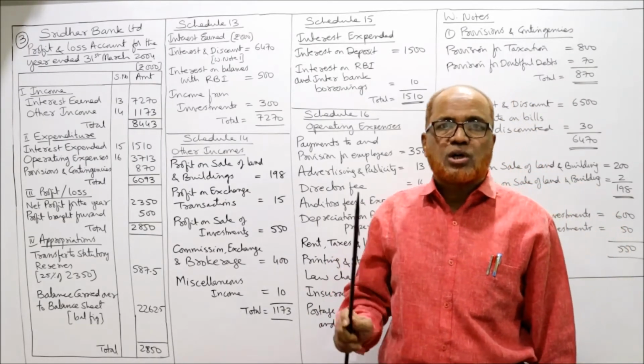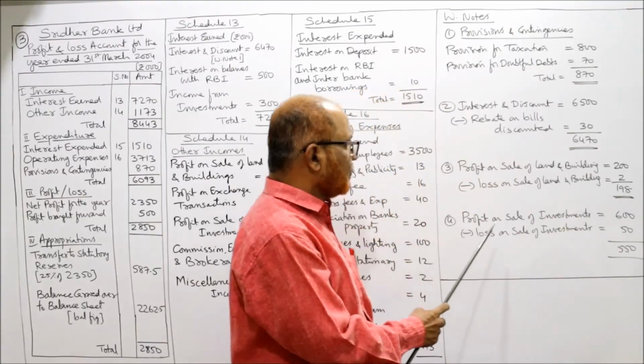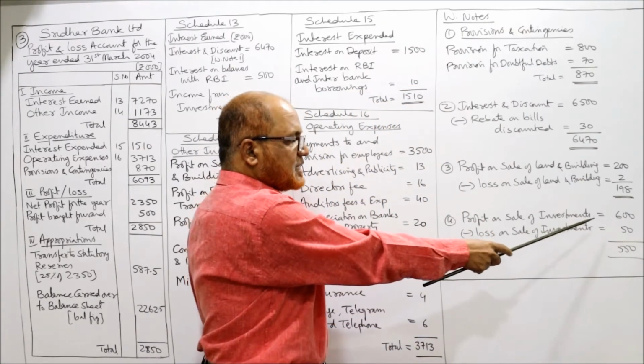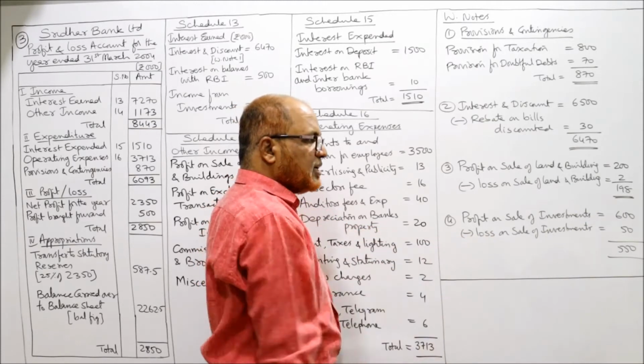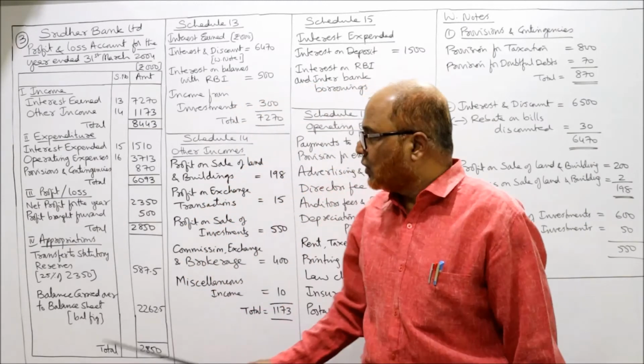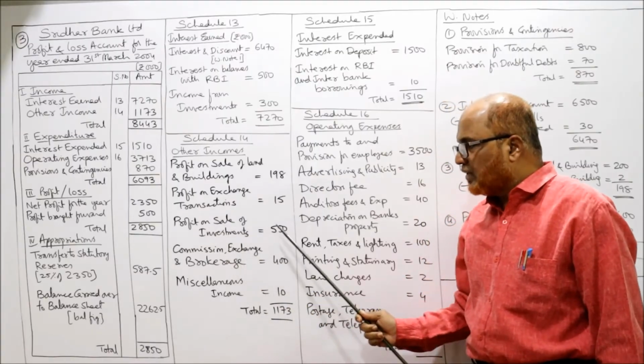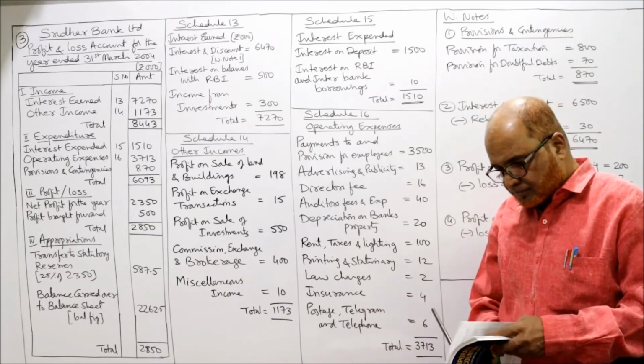But we have loss also. So in working note we write down profit on sale of investment 600, loss on sale of investment 50. So 600 minus 50, 550. So net amount, profit on sale of investment 550, right?